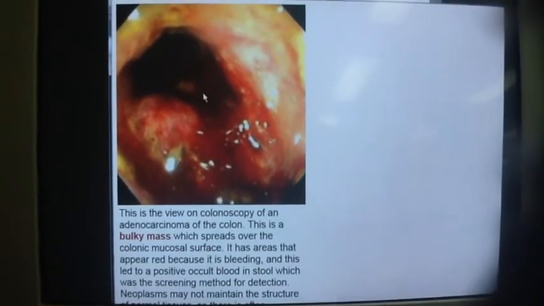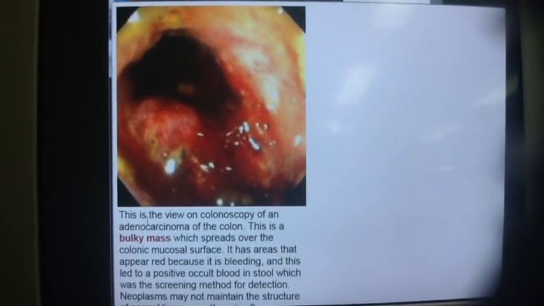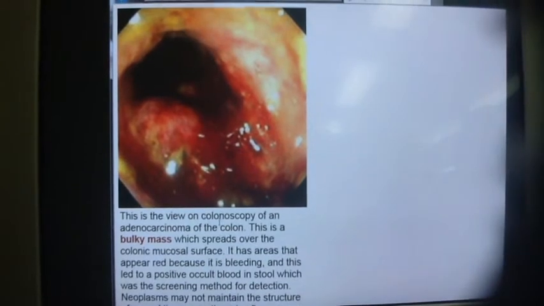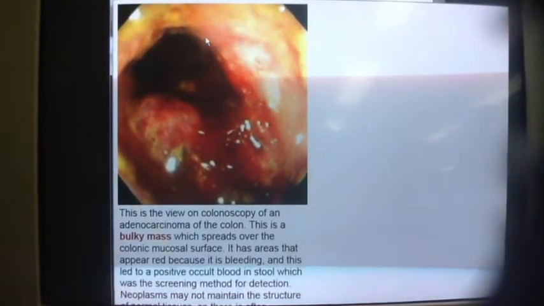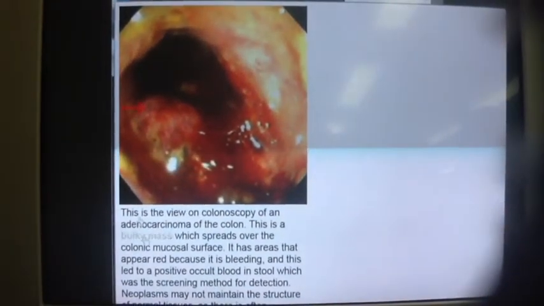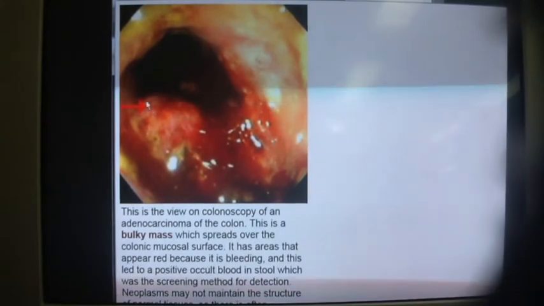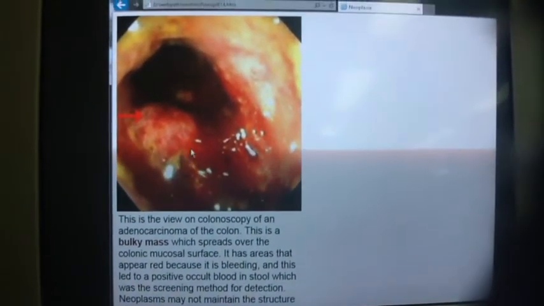This is the colonoscopy of a patient with colon cancer. Colonoscopy is used to screen for any masses projected toward the lumen of the colon. And in this picture, we can identify a bulky mass. This is the mass, which is a colon tumor. And at the periphery of the mass, we have ongoing bleeding.